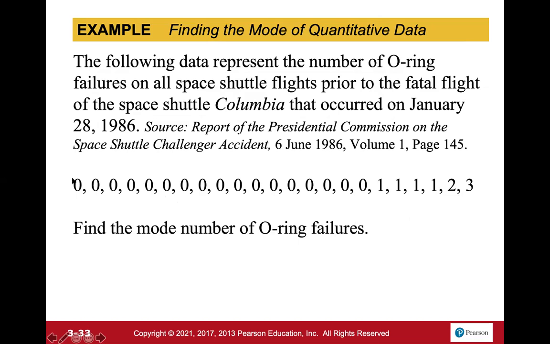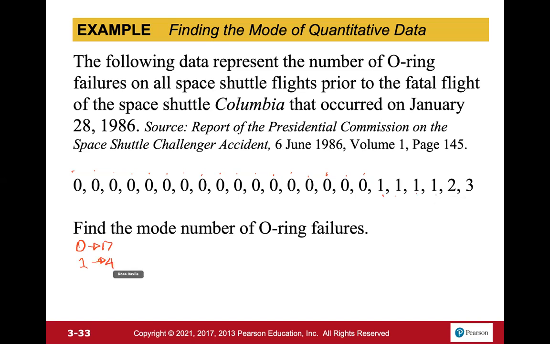But let's go ahead and count to see how many of these we have. We have 1, 2, 3, 4, 5, 6, 7, 8, 9, 10, 11, 12, 13, 14, 15, 16, and 17. So we have 17 zeros. And for the number 1, we have 1, 2, 3, 4.